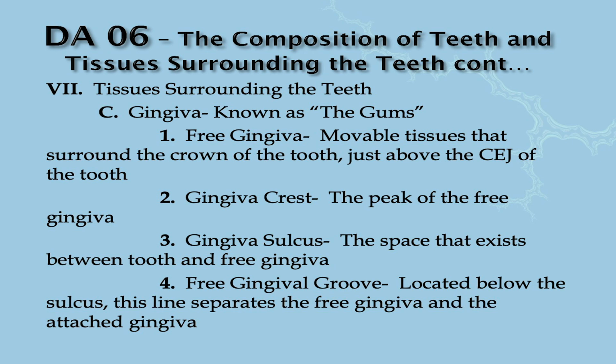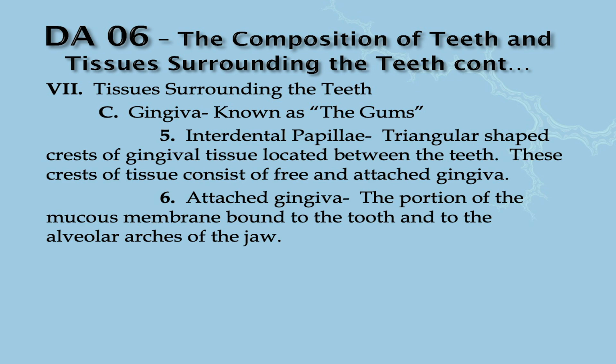The free gingival groove is located below the sulcus. This line separates the free gingiva and the attached gingiva. The interdental papilla is the triangle-shaped crest of gingival tissue located between the teeth. These crests of tissue consist of free and attached gingiva. So that's like we were talking about the gingiva crest. Attached gingiva, the portion of the mucous membrane bound to the tooth and to the alveolar arches of the jaw. And that is lecture 6.